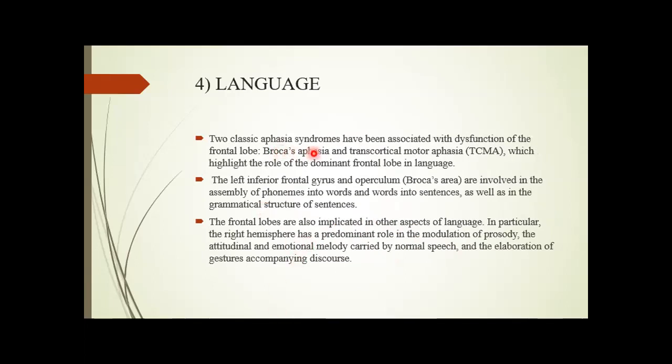Fourth is language. Two classic aphasia syndromes have been associated with dysfunction of the frontal lobe, Broca's aphasia and transcortical motor aphasia, TCMA, which highlight the role of the dominant frontal lobe in language. The left inferior frontal gyrus and operculum, Broca's area, are involved in assembly of phonemes into words and words into sentences, as well as in the grammatical structure of sentences. The frontal lobes are also implicated in other aspects of language. In particular, the right hemisphere has a predominant role in the modulation of prosody, the attitudinal and emotional melody carried by normal speech, and the elaboration of gestures accompanying discourse.